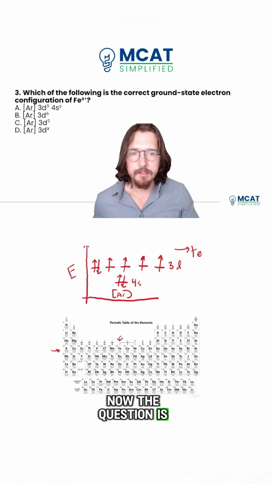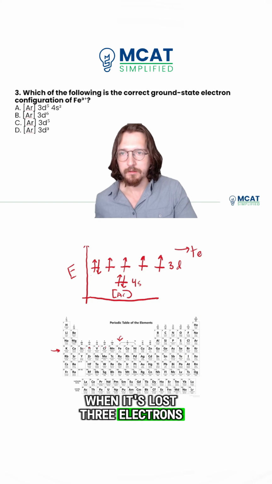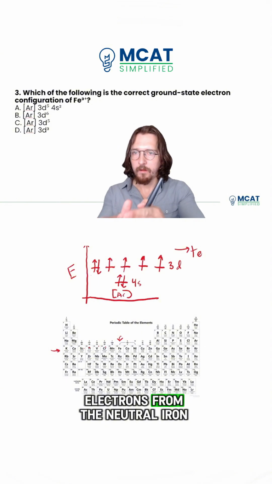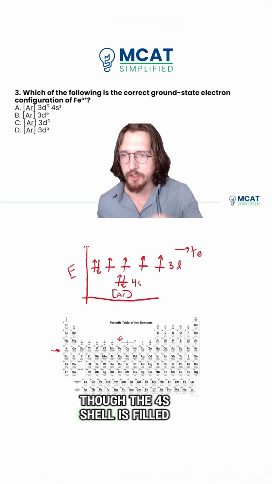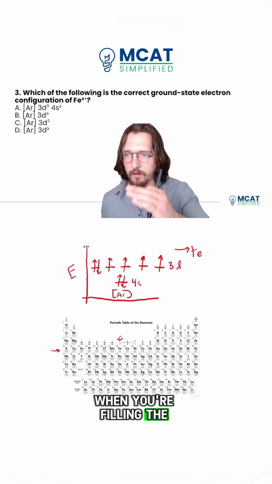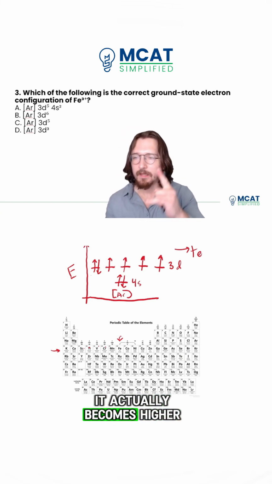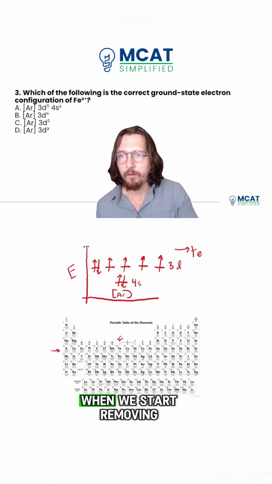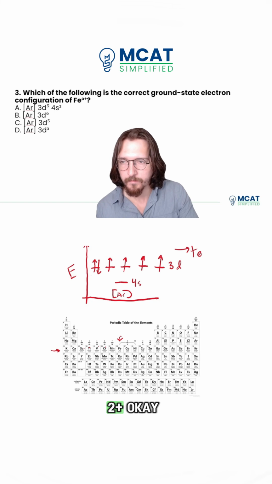Now, the question is asking us to find the ground state, or lowest energy configuration, for iron when it has lost 3 electrons, which is iron 3+. So we have to remove 3 electrons from neutral iron. Where do we remove them from? The rule is that even though the 4s shell is filled first, when the 4s orbital is filled with electrons it becomes higher in energy than the 3d orbitals. That's just something you have to remember. So when we start removing electrons, we first remove them from the 4s. Remove 1, that would be iron 1+, then 2, that would be iron 2+. Then we need 1 more.